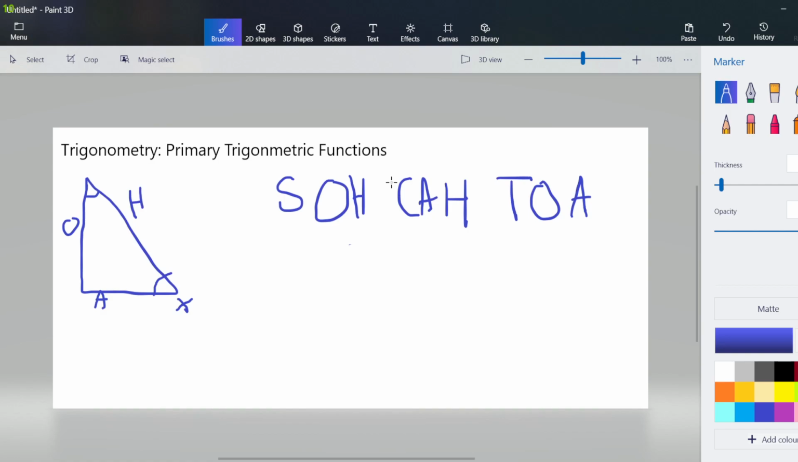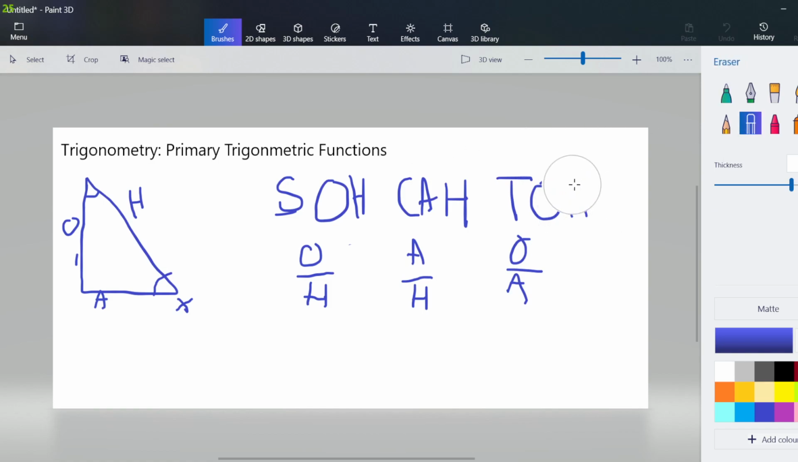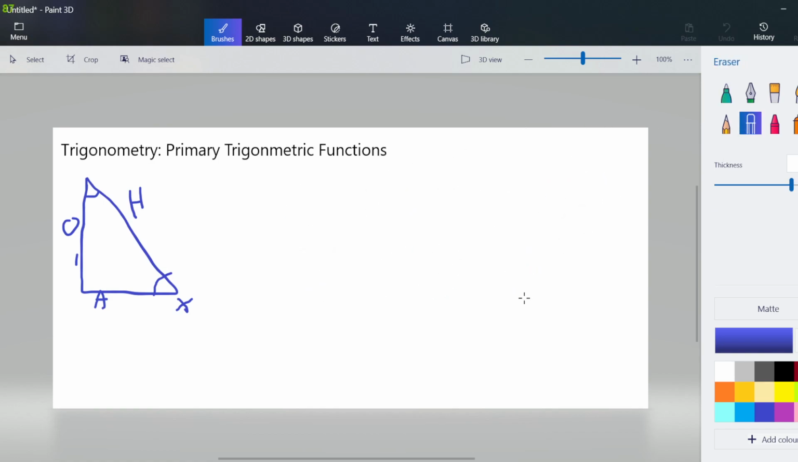Now, to figure out which function you're going to use, this acronym tells us this. So for sine, which is S, we do opposite over hypotenuse, or the length of the opposite side over the length of the hypotenuse side. For cosine, we do adjacent over hypotenuse, which means we take the adjacent side and divide that by the hypotenuse side. Finally, when we're using tangent, we do opposite over adjacent, which means we take the opposite side and divide that by the adjacent side, right? And you pick which function you're going to use based on what information you're given.